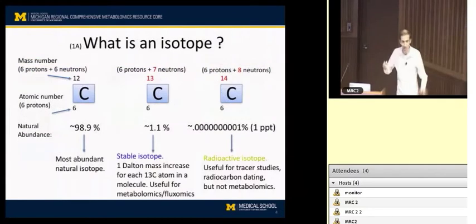Okay, so first, what is an isotope? I'm sure I don't really have to tell most of you what's going on with isotopes, but it's a very convenient and useful part of the natural world that we have these things when you're a mass spectrometrist. So an isotope refers to a form of an atom or an element that has a different number of neutrons from the most common form of that element.